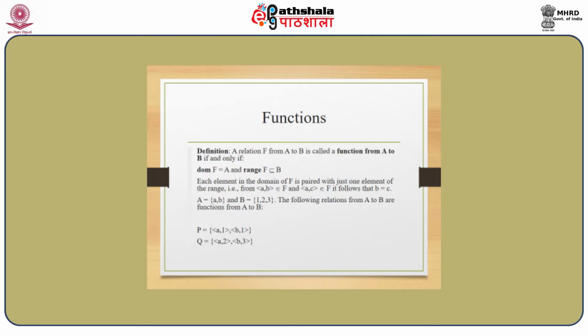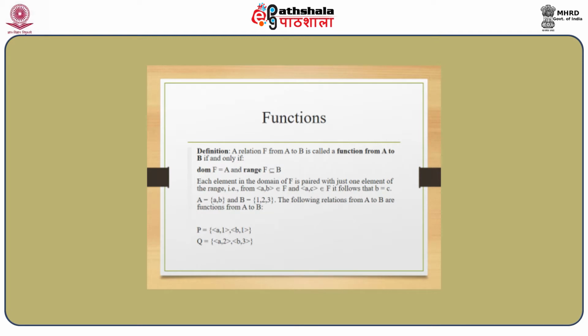A relation f from A to B is called a function from A to B if and only if the domain of f equals A and the range of f is a subset of B. Each element of the domain of f is paired with just one element of the range. That is, from (a,b) belongs to f and (a,c) belongs to f, it follows that b equals c. Alternatively, one might just say that a function is a subset of the Cartesian product of A and B such that each element of A occurs as the first element of exactly one ordered pair in R.